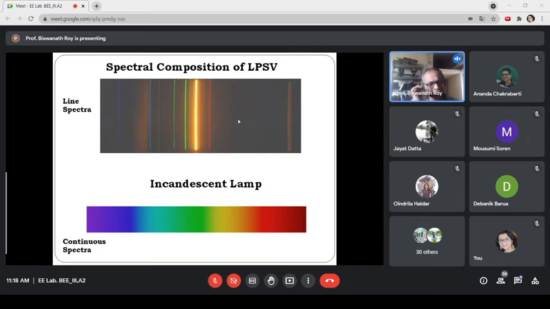Where is the vertical line? You can find it when you put your eye at the eyepiece. When we put our eye at the eyepiece lens, then we can see the vertical line.